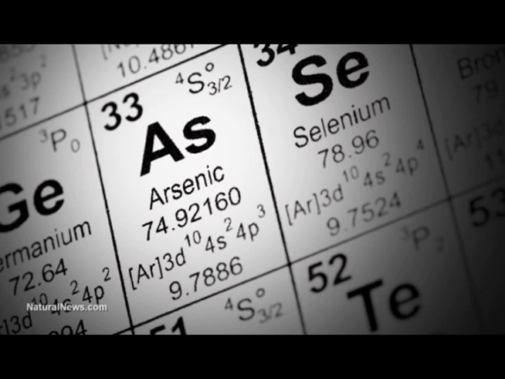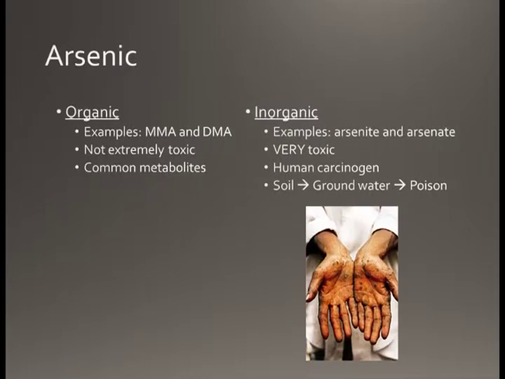What is arsenic? So arsenic is element number 33 and it has a mass of 74.9. And arsenic comes in a wide variety of species that are naturally found in the environment. And these species can be either organic or inorganic. And the organic side would be MMA or DMA. MMA is monomethyl arsenate and DMA is dimethyl arsenite. And these are not extremely toxic, especially in small amounts, and these are just common metabolites.